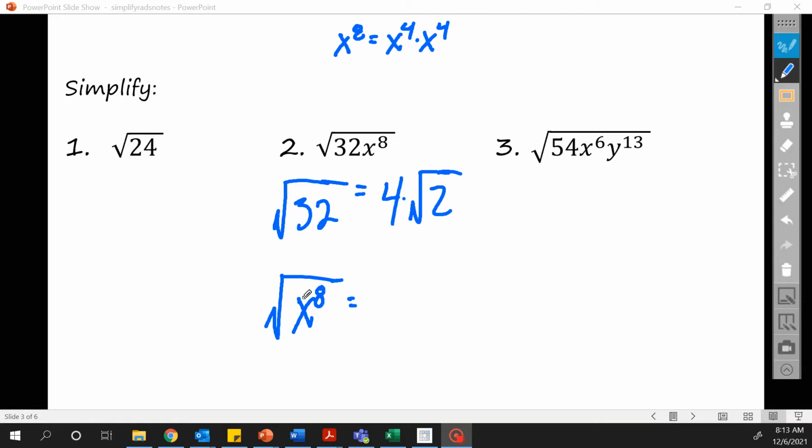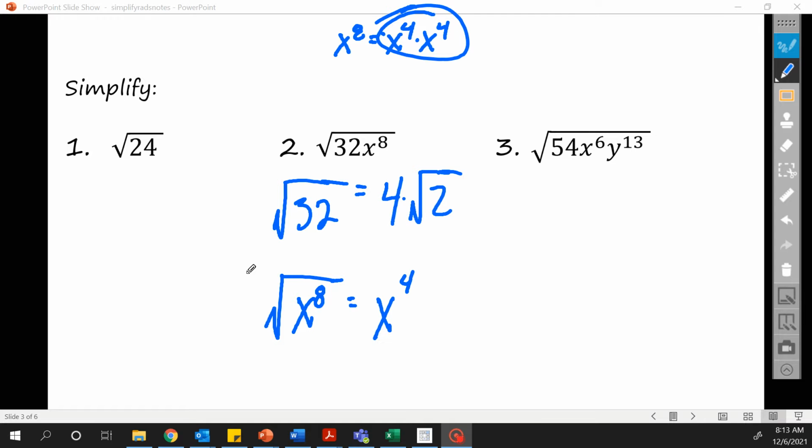So x to the 8th is made up of two factors that are the same, x to the 4th and x to the 4th. So the square root of x to the 8th is just x to the 4th, which means we can take x to the 4th outside of the radical. Now there's nothing left underneath the radical, so we're done for this part.